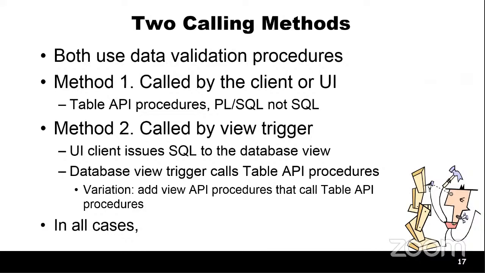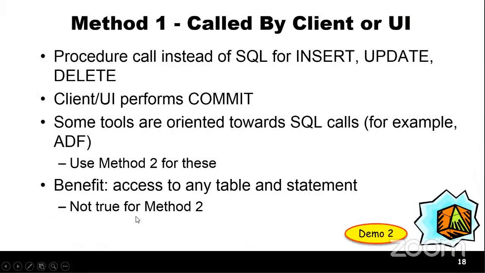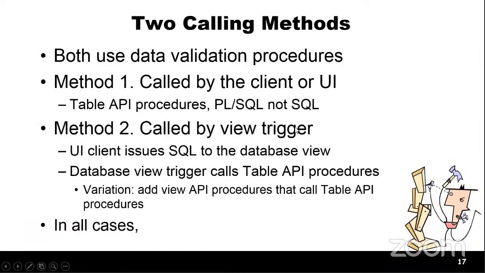A variation on that is to have a view where, in the view trigger, you call view API procedures. So in addition to a table API, you also have a view API that calls the table API procedures. It depends on how complex you want to make it. But in all cases, you're using the table API. So we'll go back to this one.